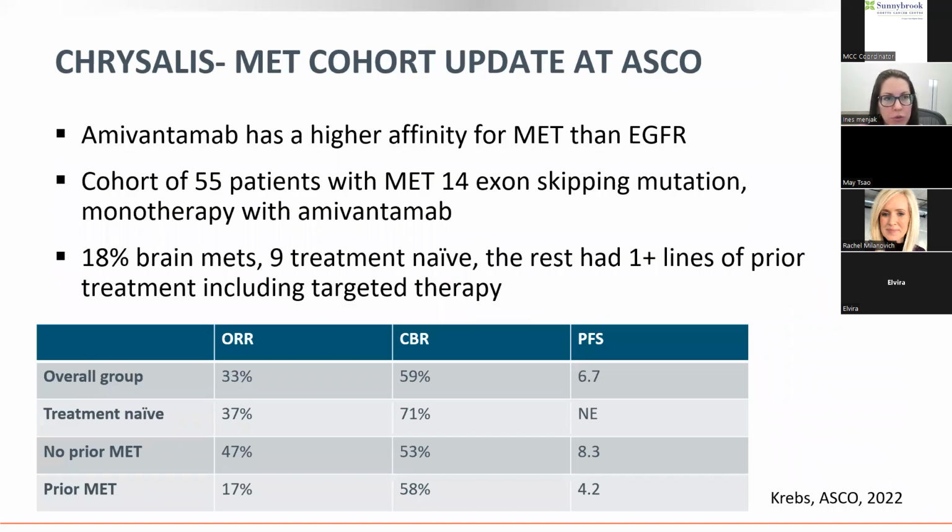Because amivantamab also has affinity for MET, actually higher affinity for MET than EGFR, there's another cohort of this similar study, Chrysalis 1, that was discussed at ASCO. I just want to highlight very quickly that in this small cohort of 55 patients, we're seeing good clinical benefit rates in patients who also had prior MET inhibitors. So almost 60% clinical benefit rate for patients receiving monotherapy with amivantamab, which is encouraging.